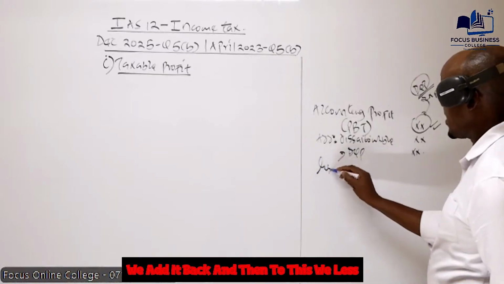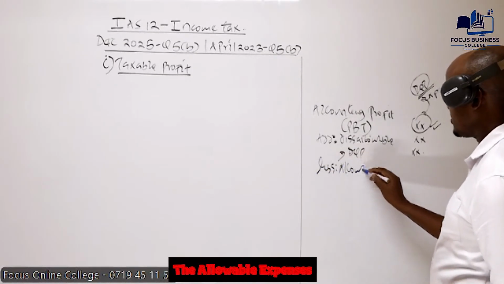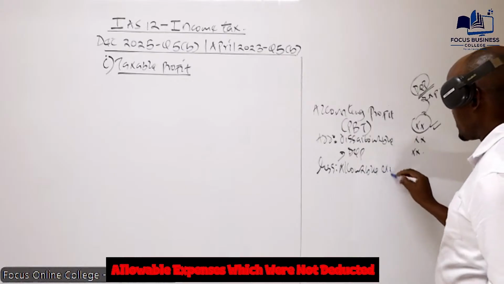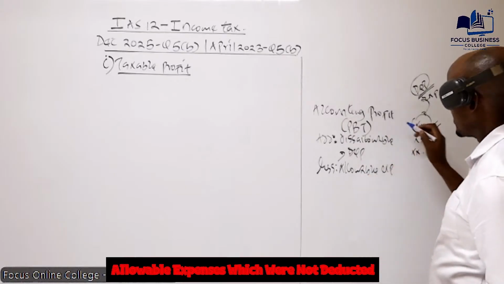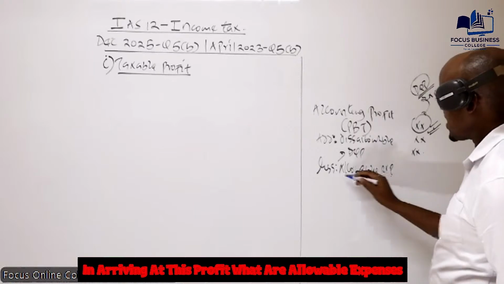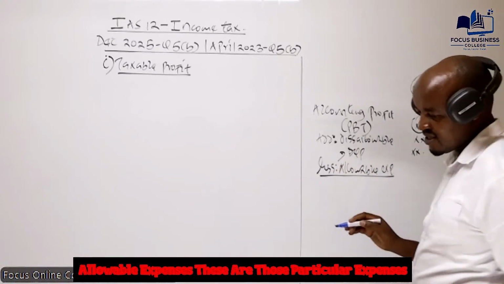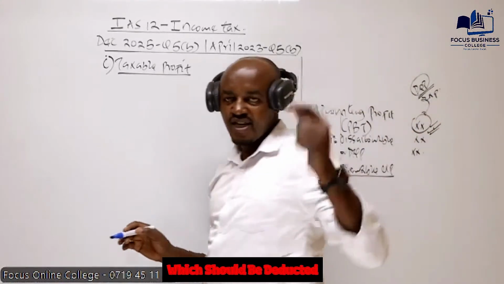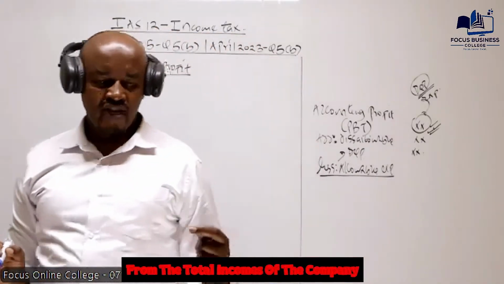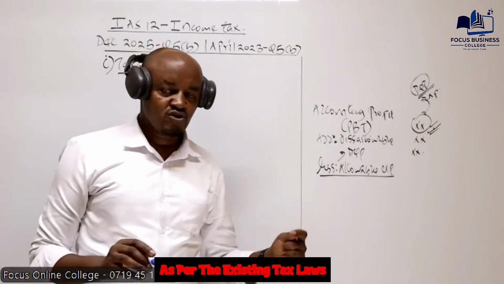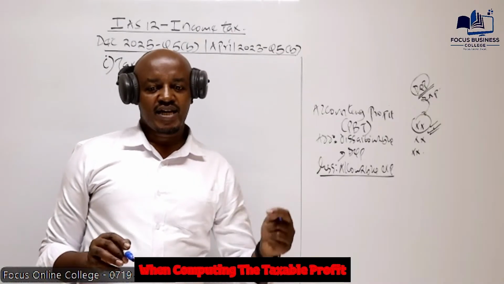And then to this, we less the allowable expenses which were not deducted in arriving at this profit. What are allowable expenses? Allowable expenses are those particular expenses which should be deducted from the total incomes of the company as per the existing tax laws when computing the taxable profit.